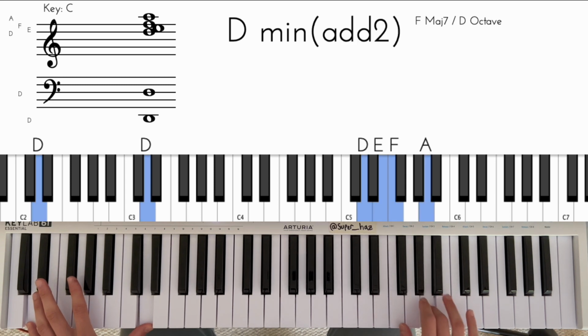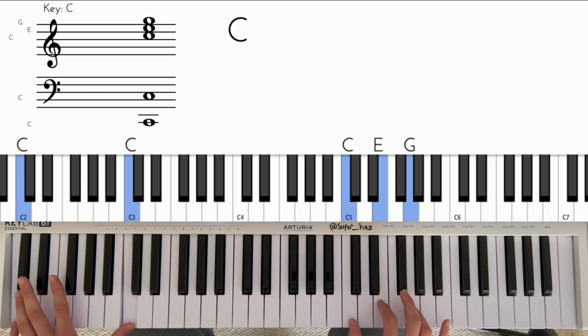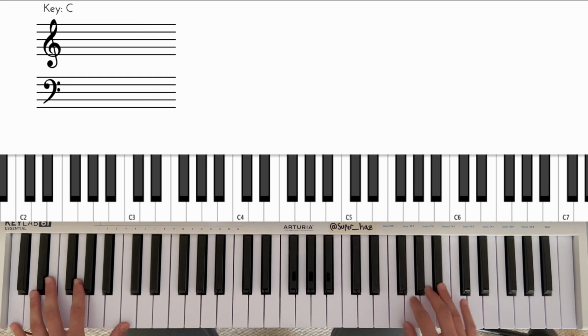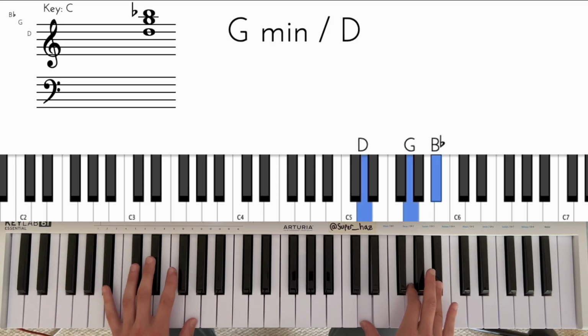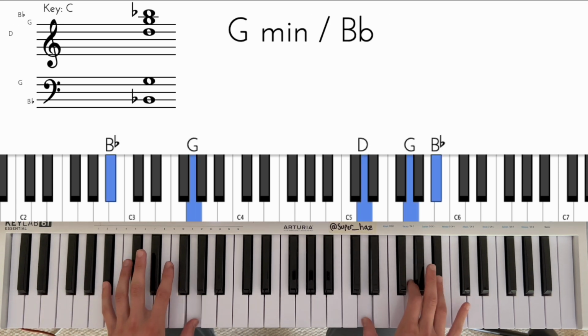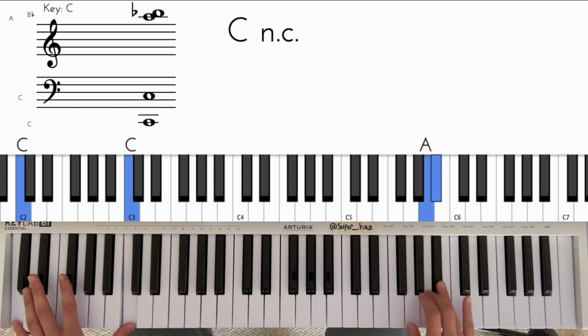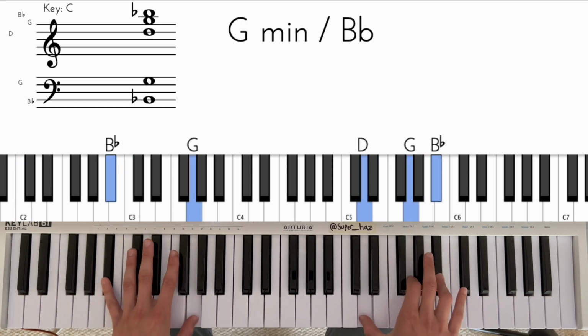Right hand's the same. Chord's the same, but now we're down to this C here. Then this melody again. Then we go to this chord, but this time in the left hand we're playing B flat and G. Okay, so we go from like that.